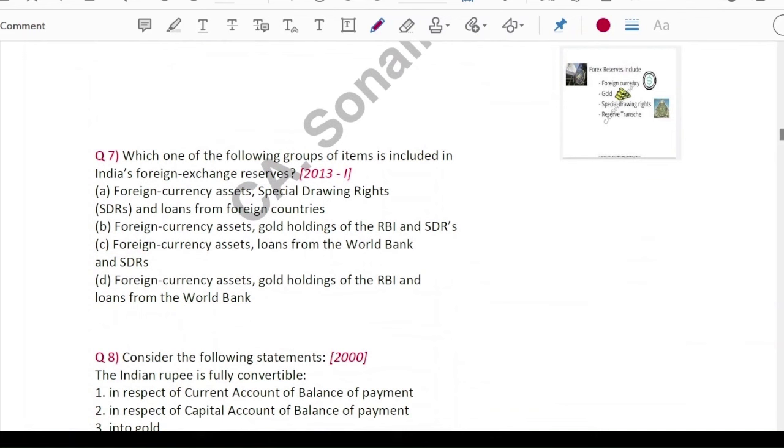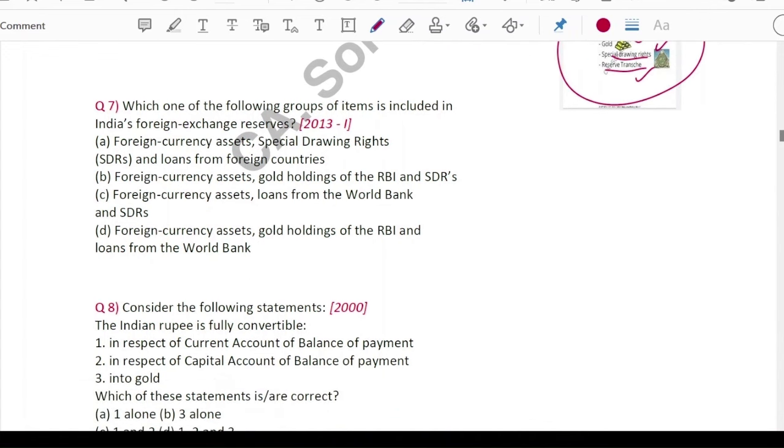In the last lecture, we have read that forex reserves include foreign currency, gold, SDRs, and reserve tranche. Let's read the question: what is included in the foreign exchange reserves? Foreign currency assets, yes. SDRs, yes. Loan from the foreign countries, no. Foreign currency assets, gold holdings, SDRs, yes. So, answer is B. In the third statement, loans from the World Bank, no. So, answer is B.